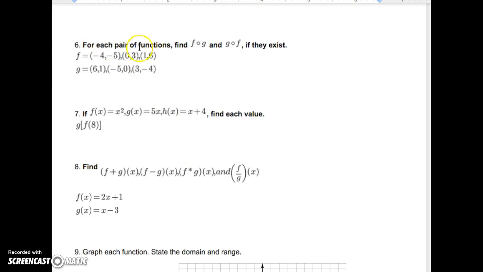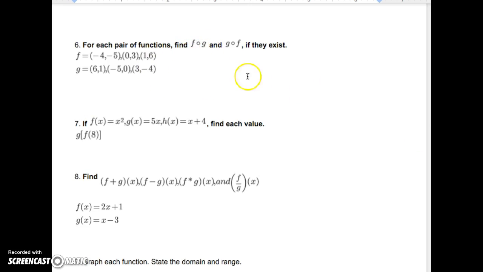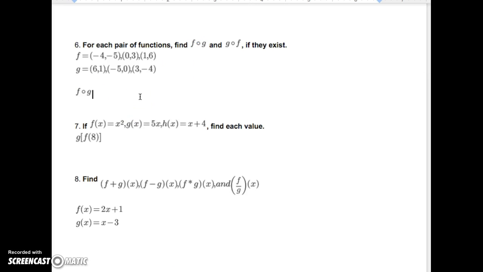Okay, for number 6, we have coordinate points. We're doing composition again. So we're going to start off with f composition g, and that is going to be some set of coordinate points. So if I'm starting off with f, let me start off with the value of -4. And -4 goes to -5, and then I plug -5 into the g function, and -5 goes to 0, so my ending value is 0. Then I go back to f, my next point starts with 0. 0 goes to 3, and then I come down to g, 3 goes to -4.